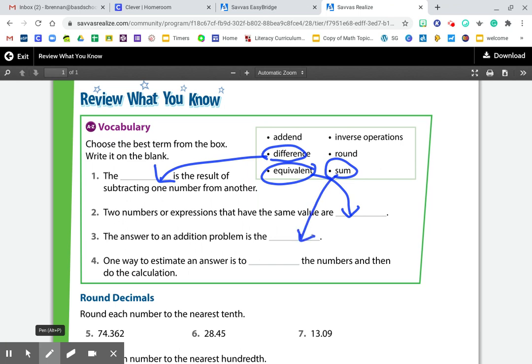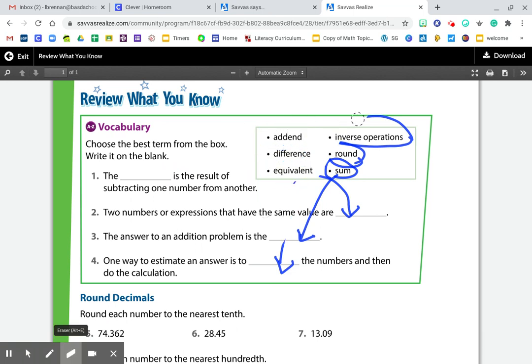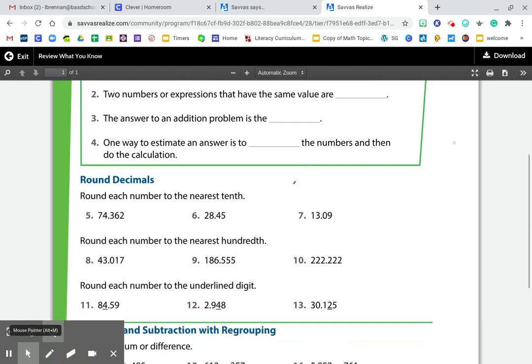One way to estimate an answer is to blank the numbers and then do the calculation. So one way to estimate is to round the numbers and then do the calculation. Okay, the addends are the numbers you're adding together to get the sum. And inverse operations means to switch things, make them opposite. So we know that 2 times 3 equals 6, and 6 divided by 2 equals 3. That's an inverse operation. We'll be talking more about them.